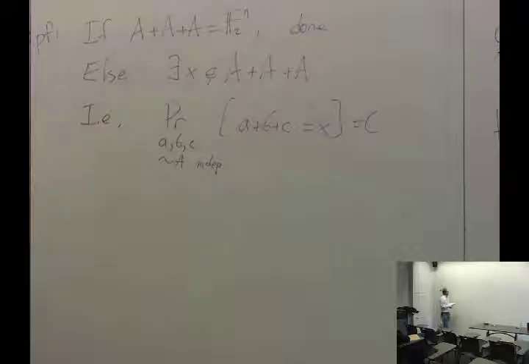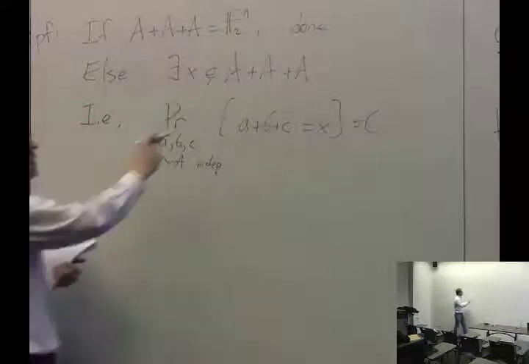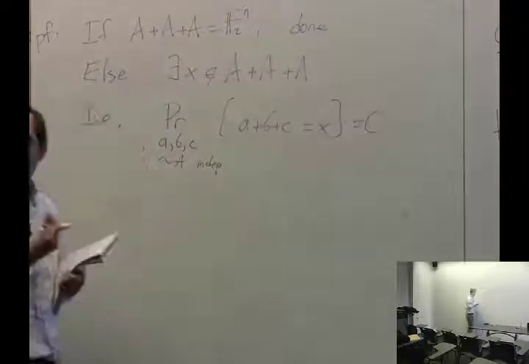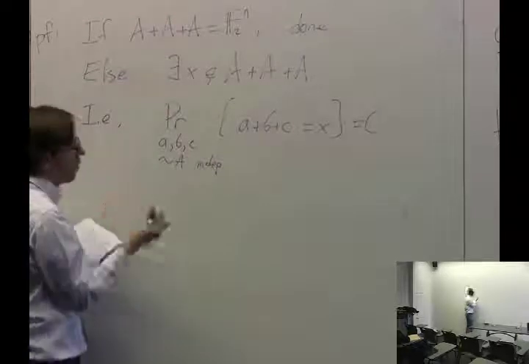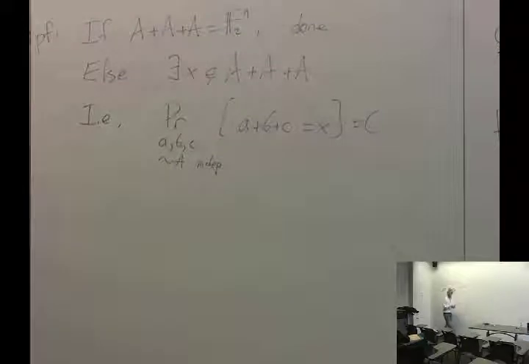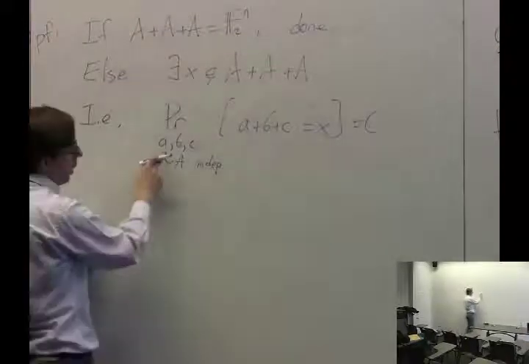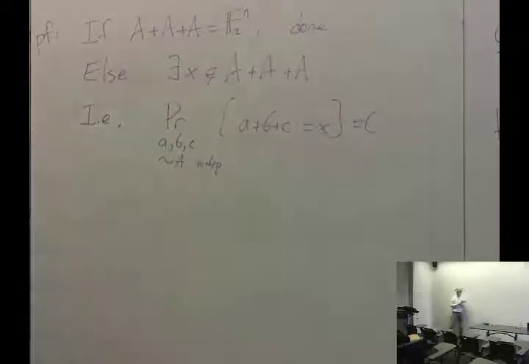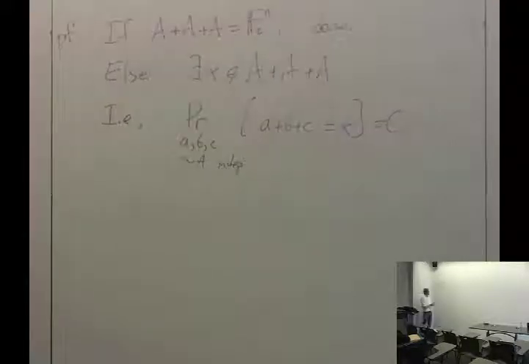Okay, so let's look at this experiment. I should say, by the way, this is an important point. A plus A plus A is a set. And the uniform distribution over that set is, in general, extremely different from the distribution you get by choosing a, b, and c independently from A and adding them. The distribution you get when you draw a, b, and c from A and add them up is certainly supported on A plus A plus A, but it's quite different from the uniform distribution on A plus A plus A in general.